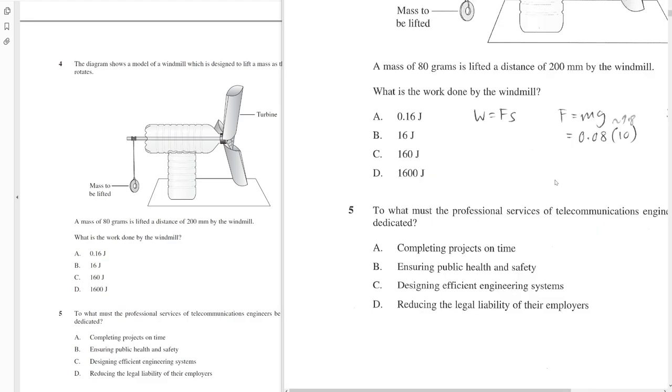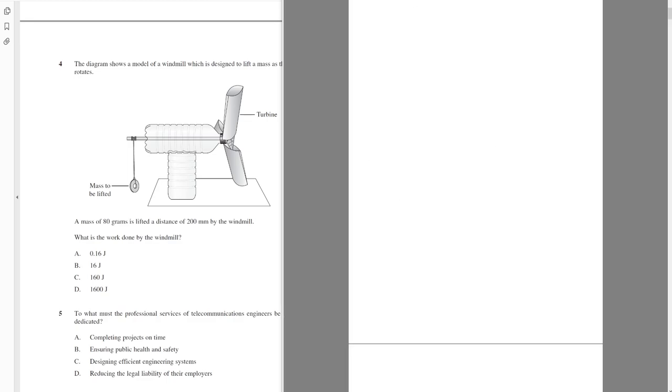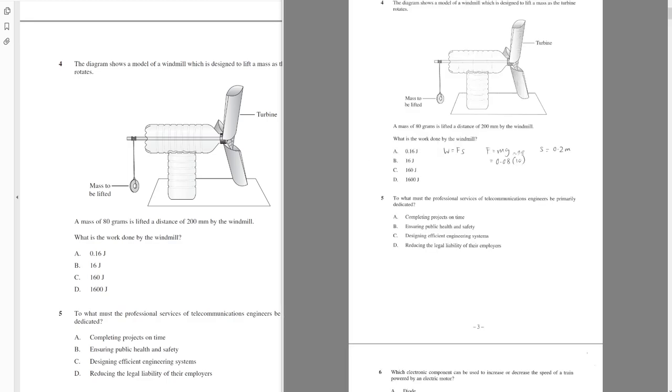So what we've got is work equals Fs, and so we're saying force equals, so the F is for force, and that's equal to mass times gravity. So that's going to be 0.8. I'll just zoom out. This is in a little too big. Just check all of that's even on the screen. It should be on the screen. Yeah, it's on the screen.